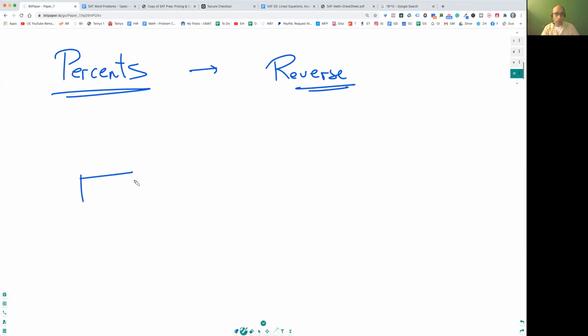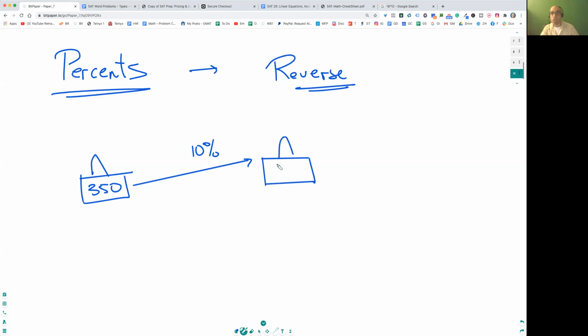Let's say you've got a bag, and this bag costs, let's say, $350. Now let's say its price goes up by 10%. Then there's a variety of ways of calculating it, but pay attention to what I'm doing here. It's going to help you. You can do it in a variety of ways, but think about it this way.